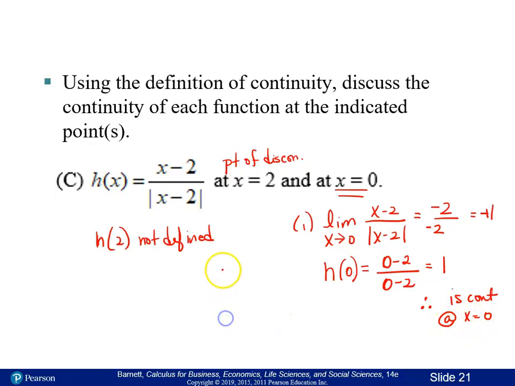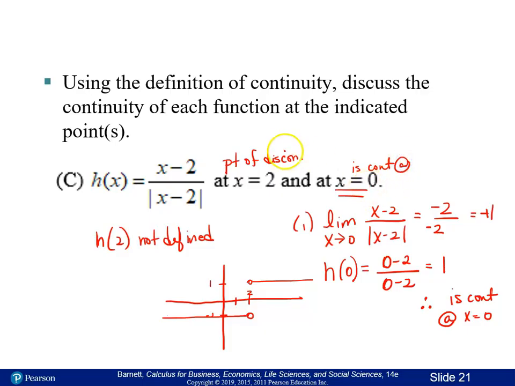So if you look at the graph on this one, over here at 2, you end up with a graph that's down here at negative 1 that looks like this, and then jumps up here to 1. So there is a break in the graph at 2, but there's not a break in the graph at 0, and that's why it is continuous at x equals 0, but it was not continuous at 2. So just to be clear, it is continuous at 0. It is not continuous at 2.